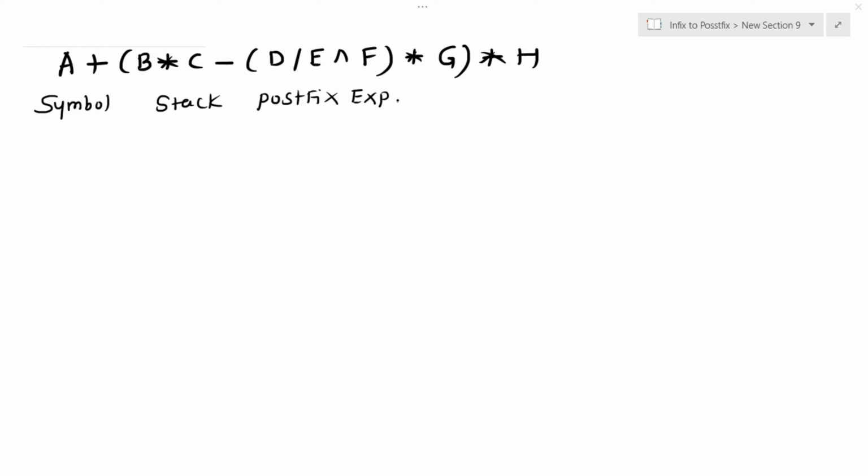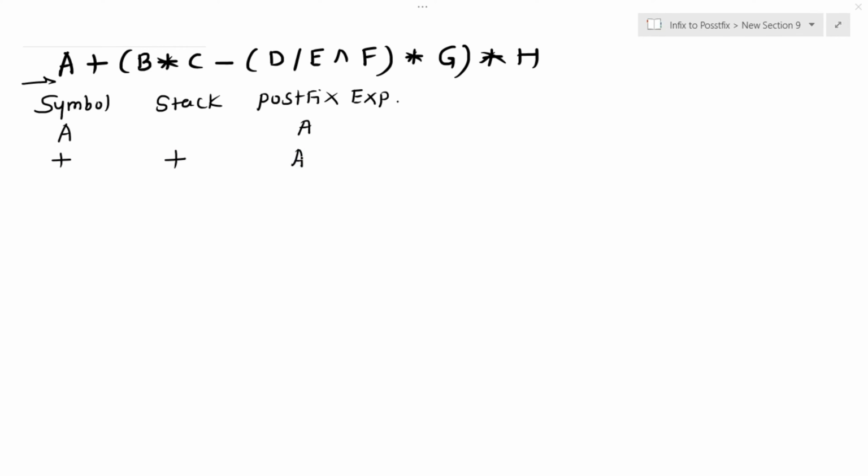Okay, now here we are going to scan each and every symbol starting from left to right. If an operand comes, then we push it into the postfix expression. If an operator comes, then we push it into the stack. So the first symbol is A. A is an operand, so it directly goes into the postfix expression. The second one is a plus. It goes into the stack.